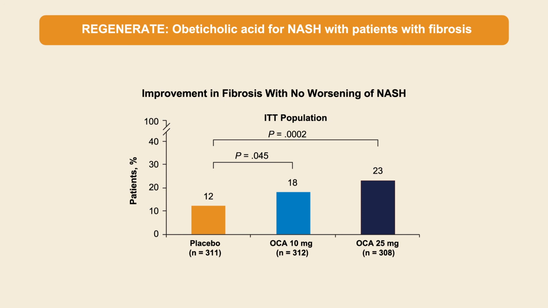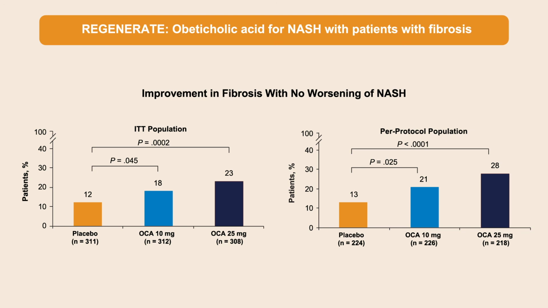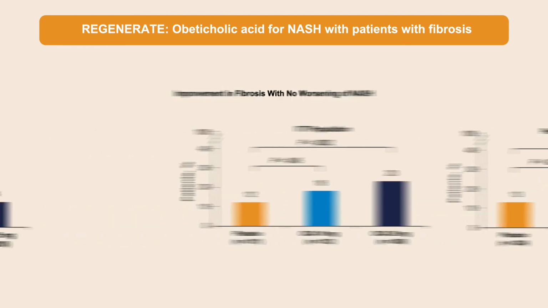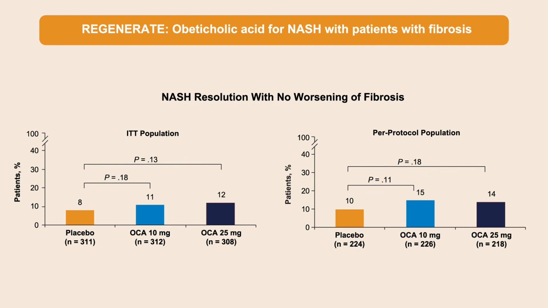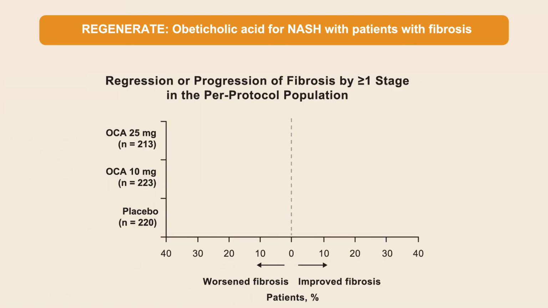It was 23% improvement in one stage of fibrosis at the 25 mg dose versus 18% with the 10 mg dose versus 12% with placebo. In the per protocol population, the improvements were higher, with 28% in the 25 mg dose, 21% in the 10 mg dose, and 13% on placebo. NASH resolution with no worsening of fibrosis was seen in 12% of the 25 mg dose versus 8% in the placebo. Now, looking at these data in the REGENERATE trial, a little bit more detail is also very helpful.